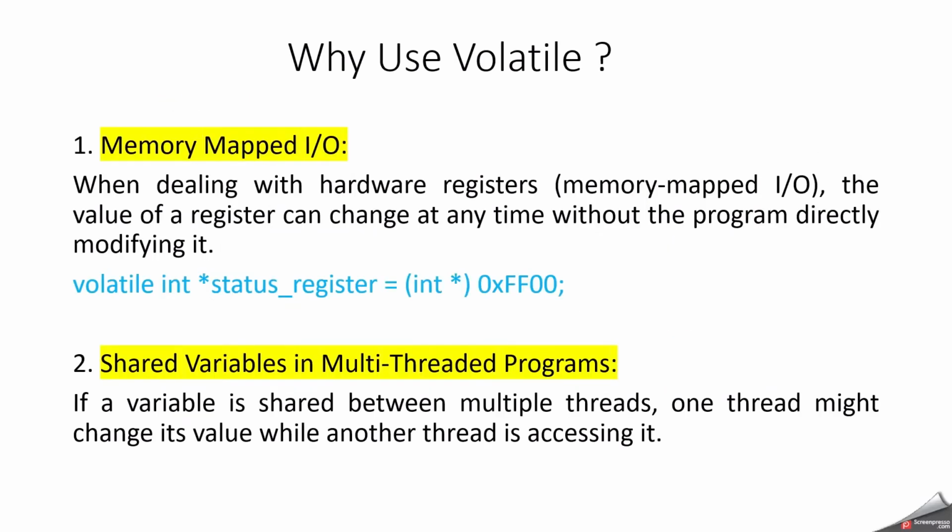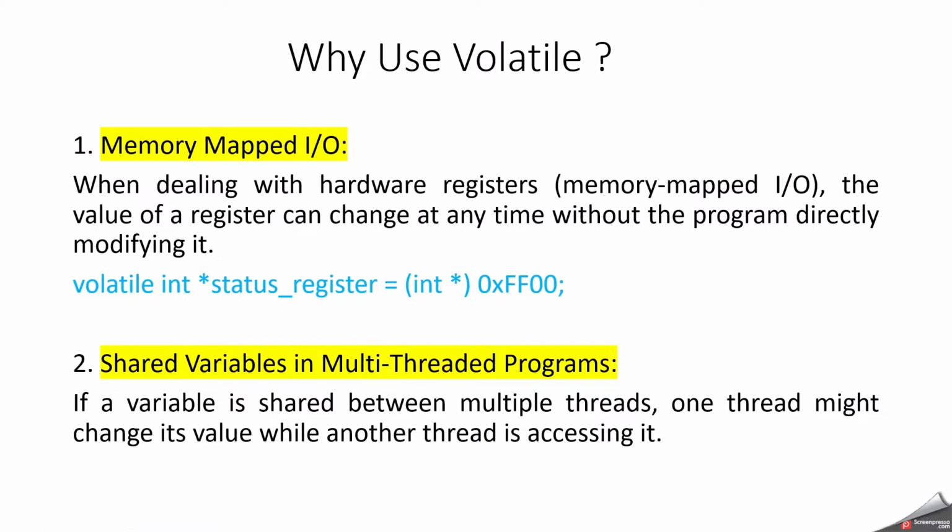Now we will see why we need to use volatile. The first one is, as I said, memory-mapped IO. When we are working with external hardware or a hardware register, the particular value can change at any time without the program directly modifying it. In these cases, volatile is recommended. You can see the example here, just declared as a volatile integer pointer variable, status register. We are just assigning the address there. So in these cases, volatile is preferred.